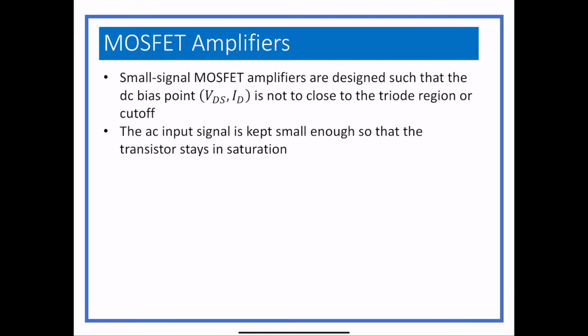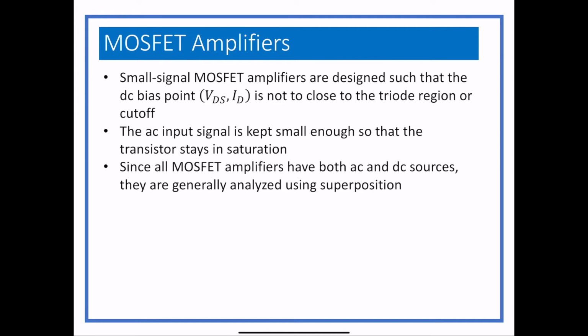So we don't put in 10 volts peak to peak in an amplifier. We put in like 1 volt peak to peak, or sometimes 1/10 of a volt peak to peak, because it's going to increase and the output is going to be limited by whatever DC voltage source you're using to power the amp. So there's a certain limitation. And as I said, since there are AC and DC sources, we use superposition to analyze them.